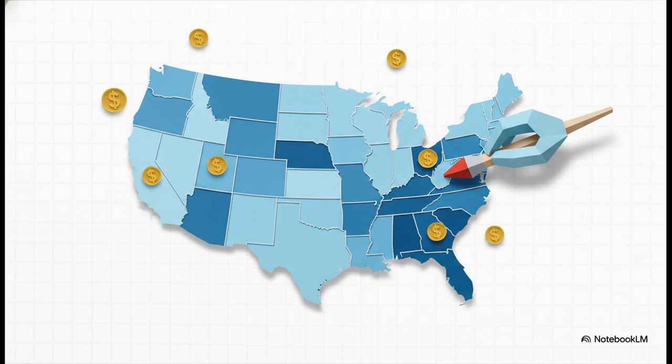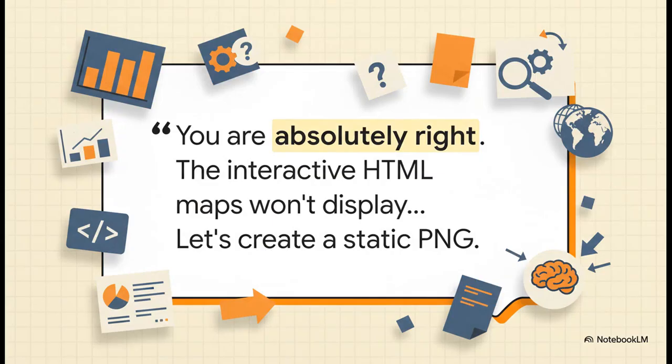This is a super common request, right? Let's make a map showing revenue by state. And it fails. It tries to make this cool interactive map, but it just can't display it inside the chat window. But what happens next is what's really interesting.